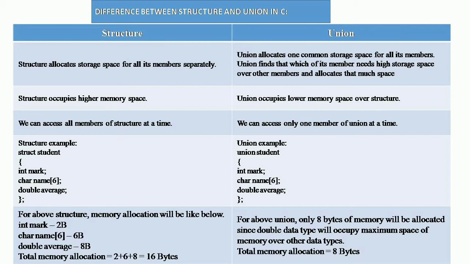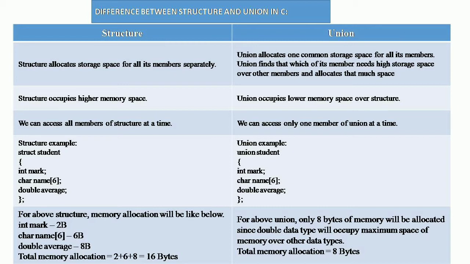For the above structure, memory allocation will be like below. How is memory allocated for the data types? The integer marks occupies 2 bytes. Character name is 6 bytes. Double average is 8 bytes. Total memory allocation is 2 plus 6 plus 8, equal to 16 bytes.